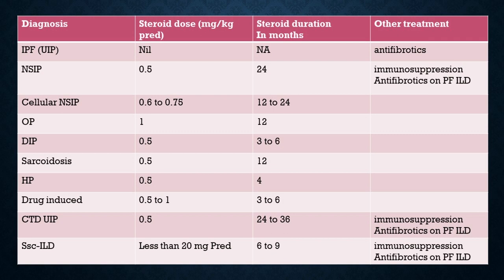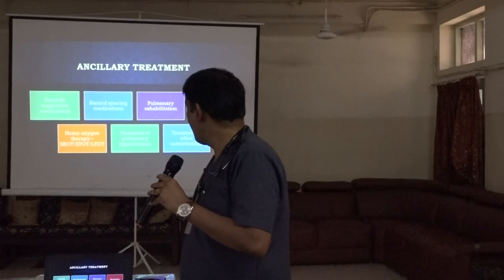That will be the broad overview. And in some of them, additional immunosuppression is required. A word of caution on SSc-ILD: high doses of steroids can cause renal crisis in systemic sclerosis, so we have to be careful. I will address that further in the next talk, where I'll focus on CTD-ILD.